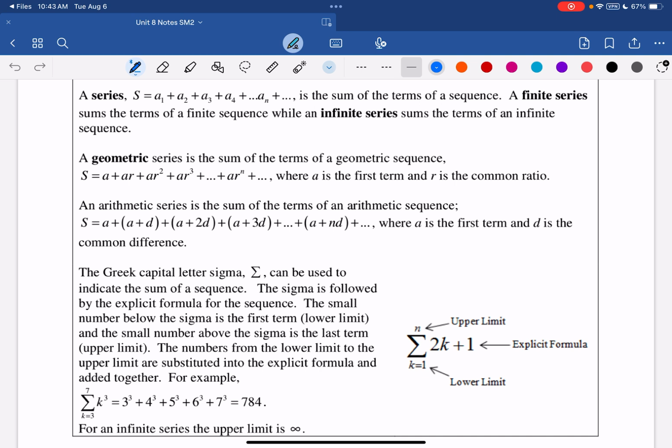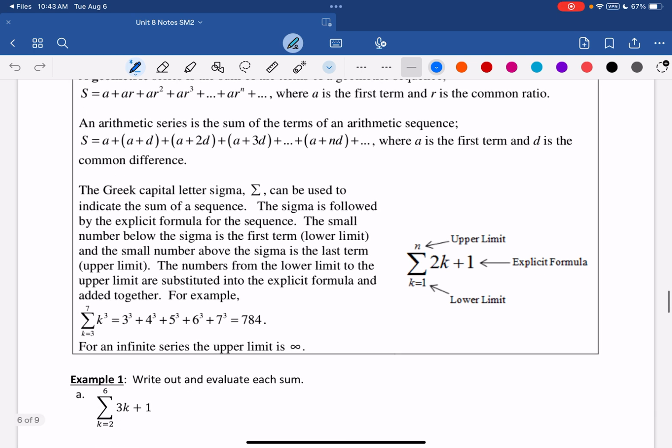So we have something called sigma. We have lowercase and capital sigmas. We're going to be using capital sigmas, and this is called sigma notation. The sigma is that funny looking E. It means sum. The sigma is followed by the explicit formula for the sequence. The small number below the sigma is the first term, or the lower limit. Sometimes they don't start with the first one when you're finding the summation. Sometimes they start with the 10th term or whatever. So the lower limit is under the sigma symbol.